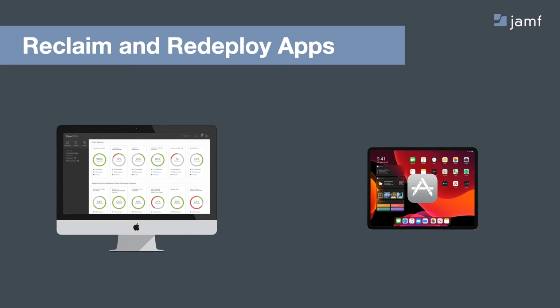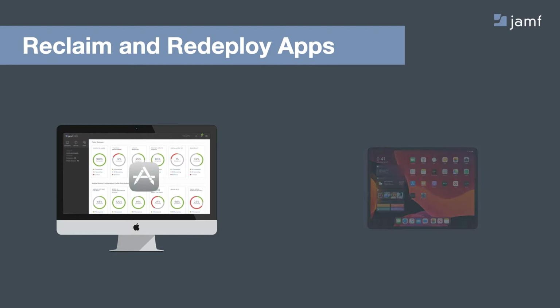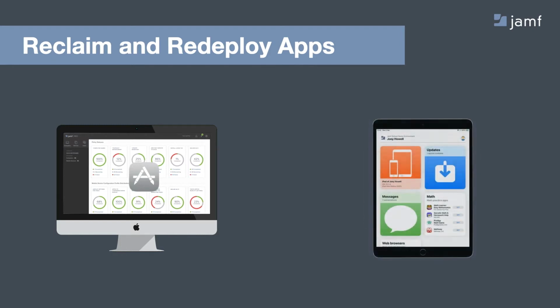When you own the app license through Apple School Manager, you can also remove and redeploy apps from devices. How does this work? When a student no longer needs an app, you can pull the app license from the current device, returning it to your Jamf server. And then, when a different student has a need for the same app, you can simply push that app license to the new student's device, and it's ready to go.